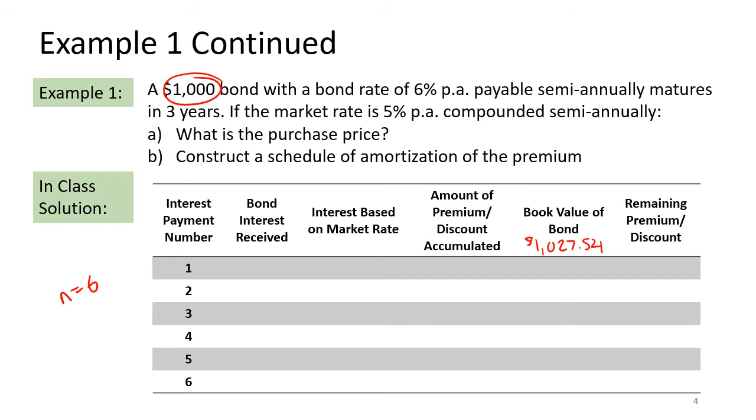So that's what the first column is. It's just the interest payment numbers, so 1 to 6. The second column is your bond interest received. So remember, our bond interest was simply our bond payments, which was $30 semi-annually. So every item in this column is $30. This is the same as when we did amortization schedules for mortgages. You could consider that column to be your mortgage payment, whether it was monthly or bi-weekly.